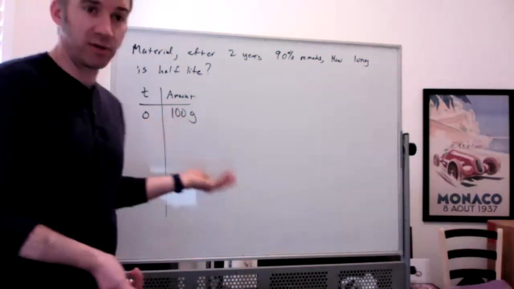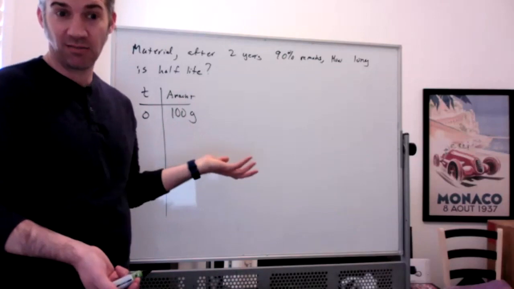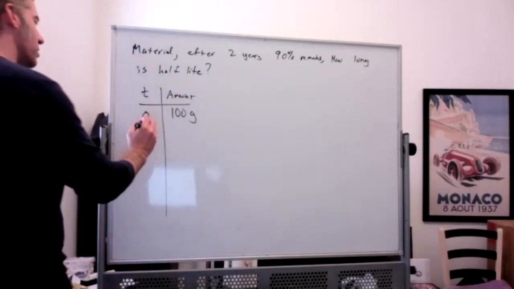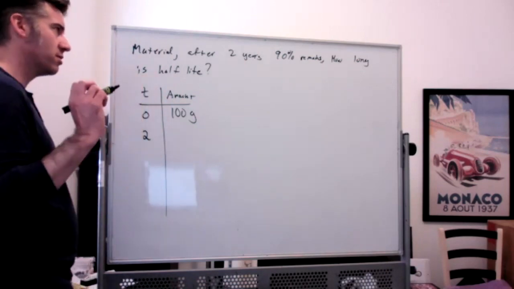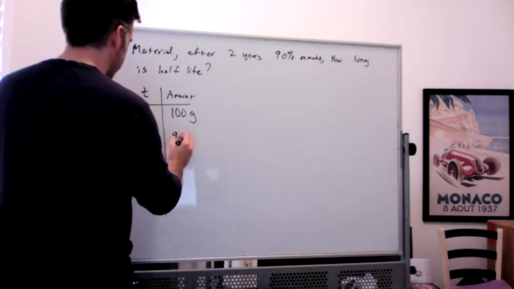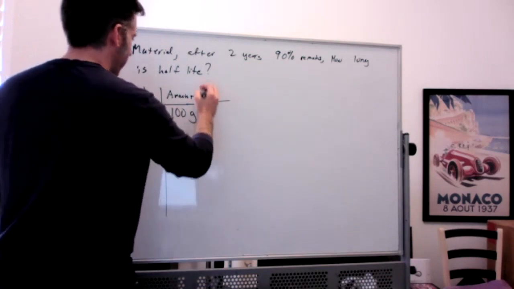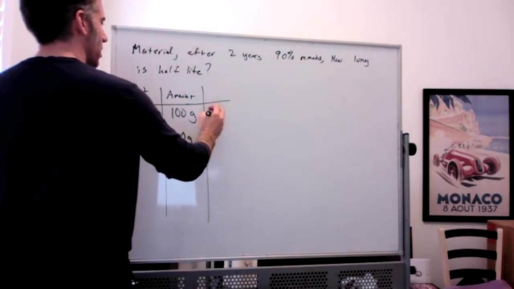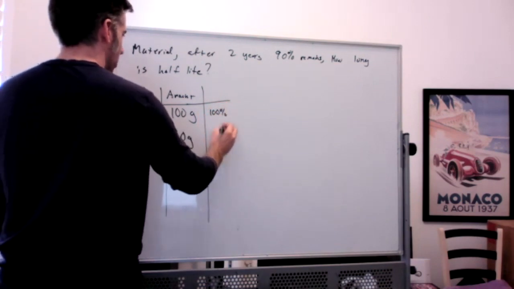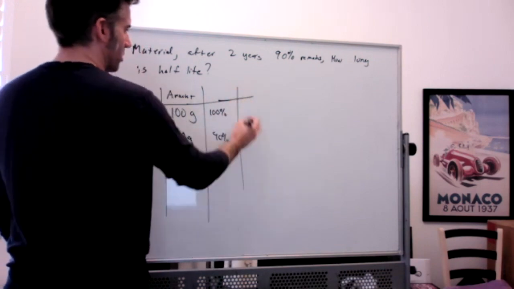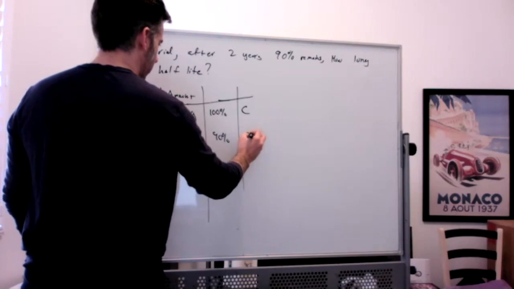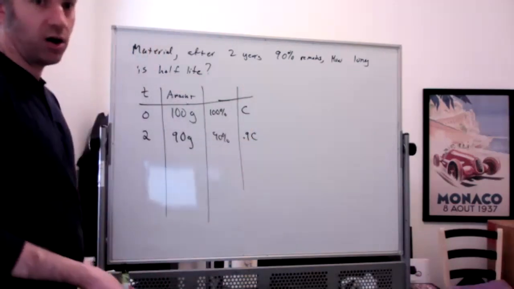You can also say you have 100%. You can also say you have C, right? Those are all valid choices, but it's easiest to use the number. And then I know that 2 years later, I have 90% of what I started with. Oh, that's 90 grams. It would also be perfectly valid to use 100%, 90%, or starting with some constant C and then 2 years later have 0.9 times C. All those will work just fine.